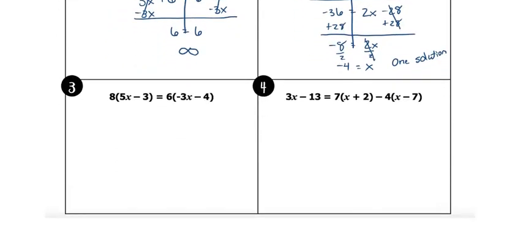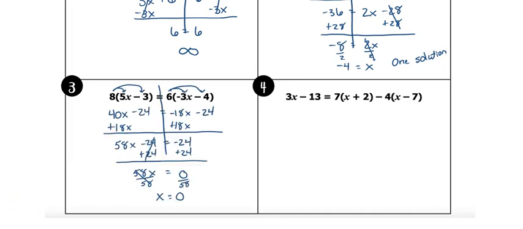Okay, number 3. Go ahead and pause, work the problem out, and come back. Okay, number 3. We distribute both sides. I notice right away that I have 40x on one side and -18x on the other. Those are not the same, which means that they are not going to go to zeros. So I'm going to have one solution. I work my problem all the way to the end, and, well, x equals 0.